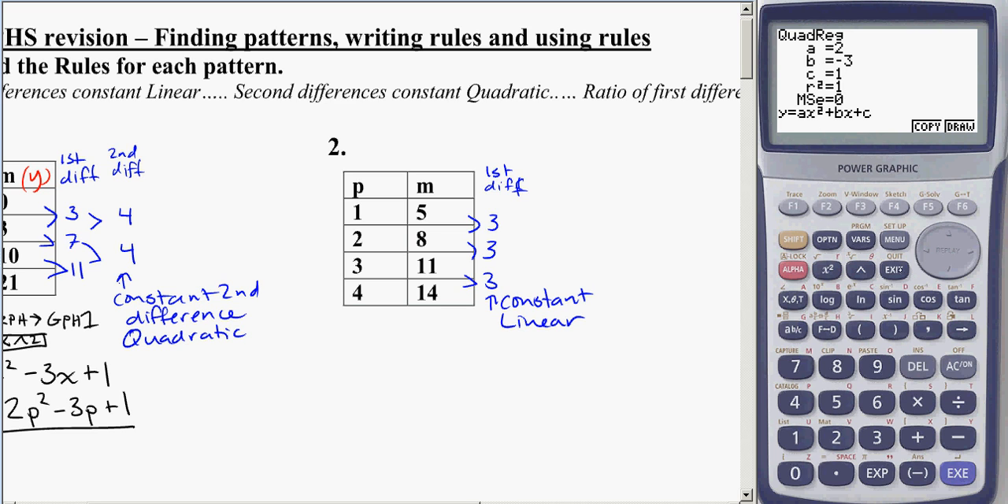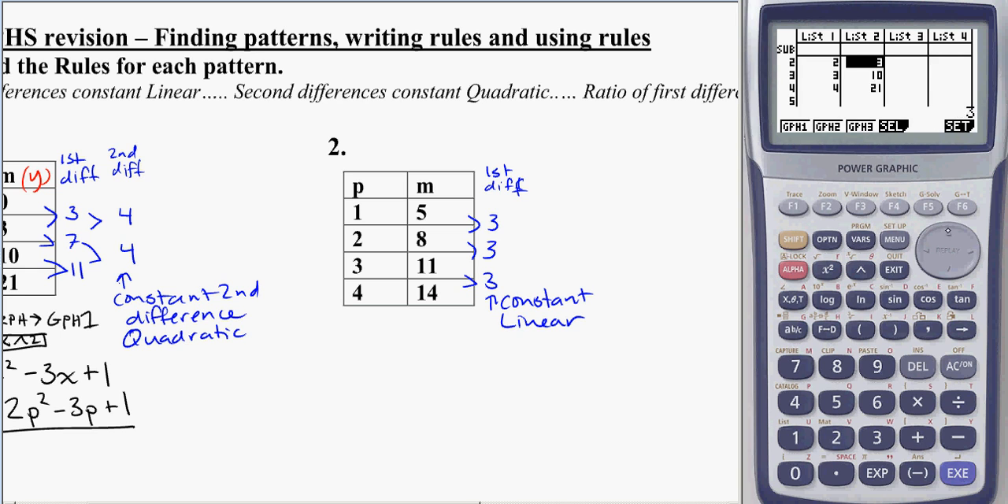So again, to go backwards in the calculator, exit is your magic button. Hit exit. And we come back up here to the numbers we've put in. So I'm going to leave the 1, 2, 3, 4 because it's the same as before. And I'm going to replace the left-hand side there with 5, 8, 11, and 14. And again, just double check that you have the same number of rows in each column.